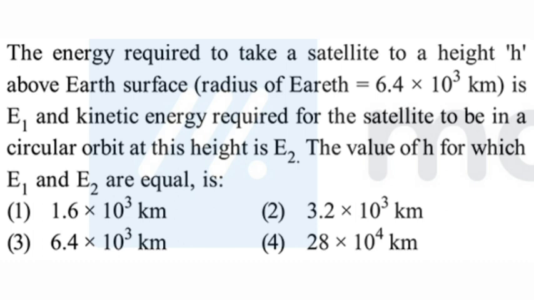The energy required to take a satellite to a height h above the Earth's surface is E1, and the kinetic energy required for the satellite to be in a circular orbit at this height is E2. The value of h for which E1 and E2 are equal is. Options are 1, 1.6 into 10 raised to 3 kilometer; 2, 3.2 into 10 raised to 3 kilometer; 3, 6.4 into 10 raised to 3 kilometer; 4, 28 into 10 raised to 4 kilometer.